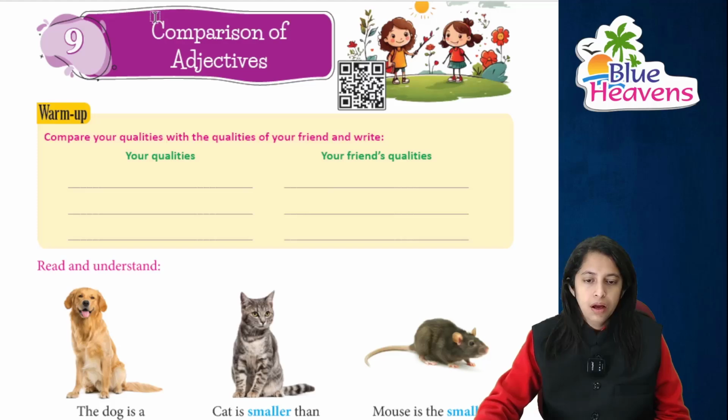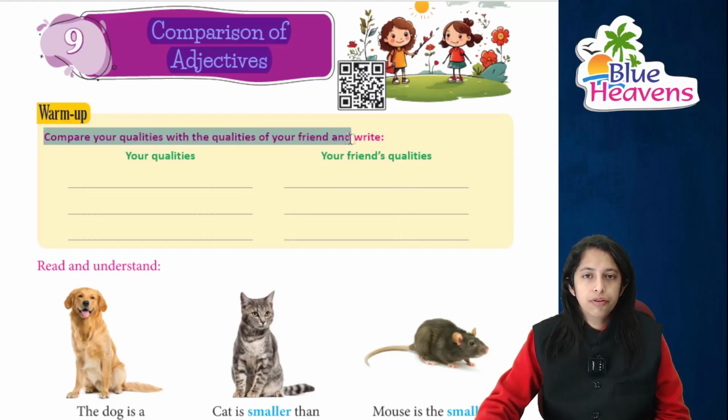Today we'll be doing degrees of comparison of adjective, right? So there are 3 degrees: positive, comparative, and superlative, that we'll be studying in our chapter. So let's just begin with this. The title of our chapter is Comparison of Adjectives, right? So you just compare your qualities with the qualities of your friend and just write.